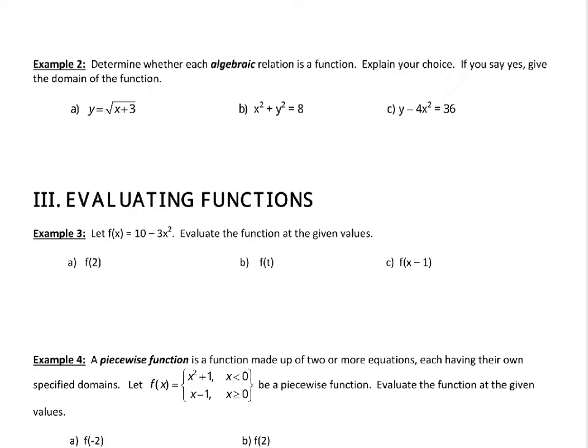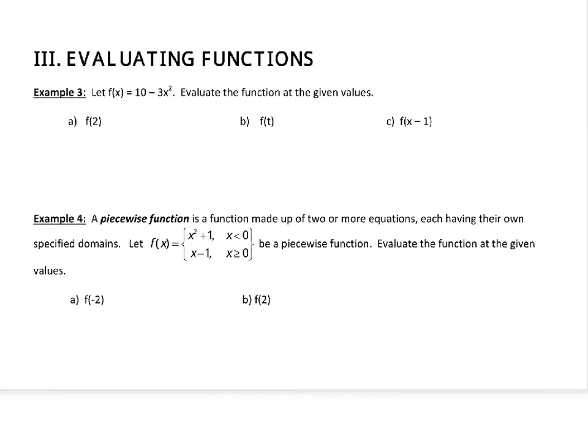So again, please try examples 2A and B on your own, and we will check them tomorrow. Part 3 of your Section 1-4 Day 1 notes correspond to objective number 3, which is evaluating functions. So in example 3, you're given one function and you're asked to evaluate the function at the given values. Well, there is no need to determine whether this is a function because it uses the notation f of x. So that's an automatic indicator it is a function.